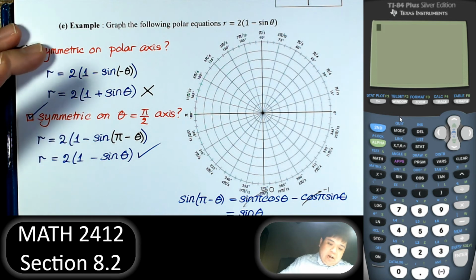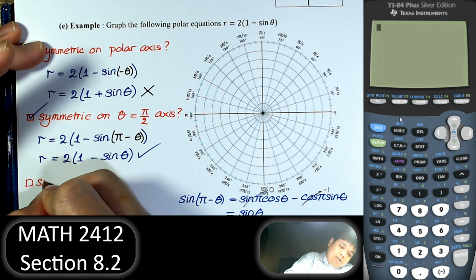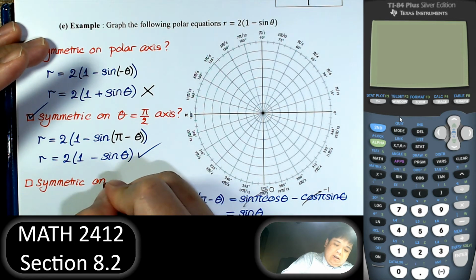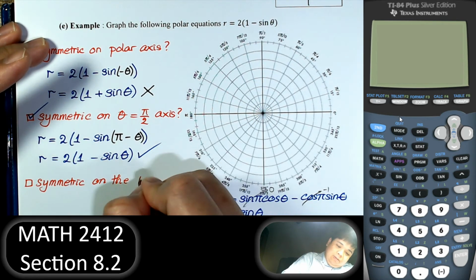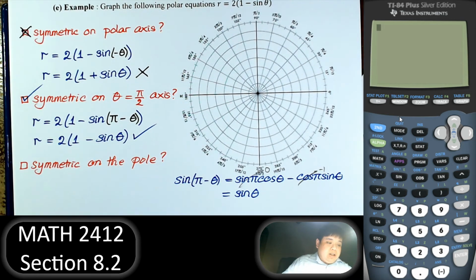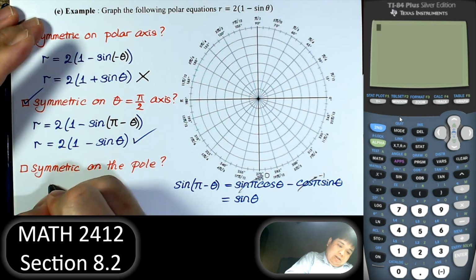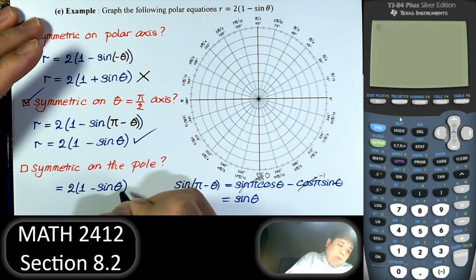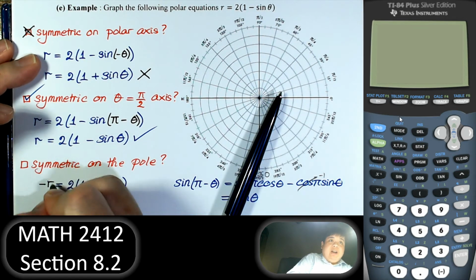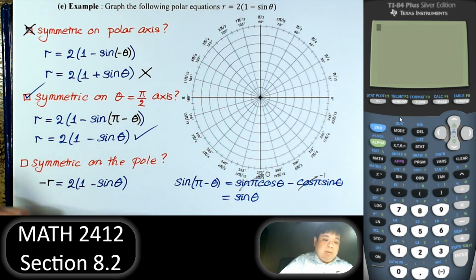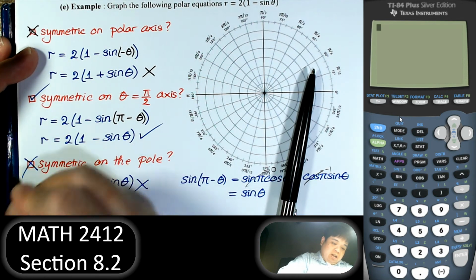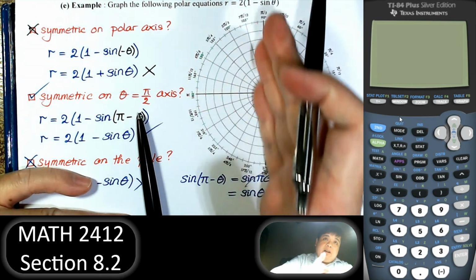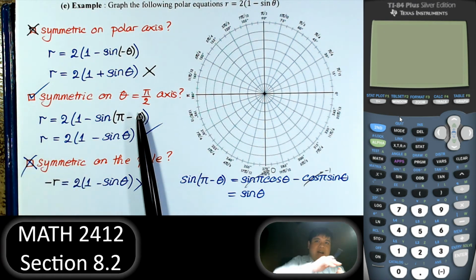Next, is this symmetric on the pole? To do that, all we do is just replace r by negative r. We know it's not going to work, right? If we replace r by negative r, there's no way the equations are the same. So if they are not the same, they're not symmetric on the pole. So in this case, it is only symmetric on the line theta equal to pi over 2. So we will graph half of it, and the other half will be symmetric to it.